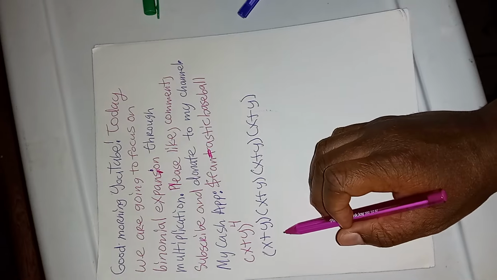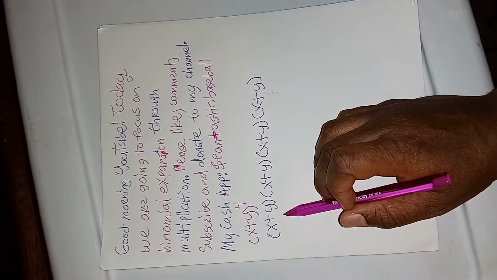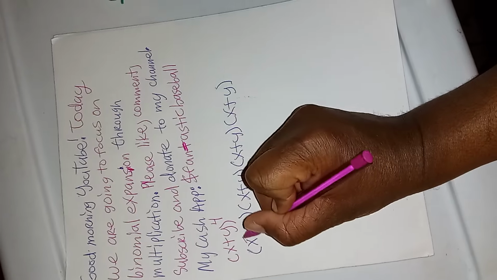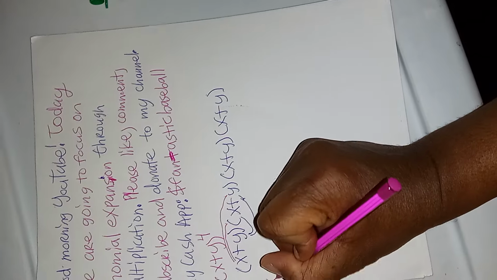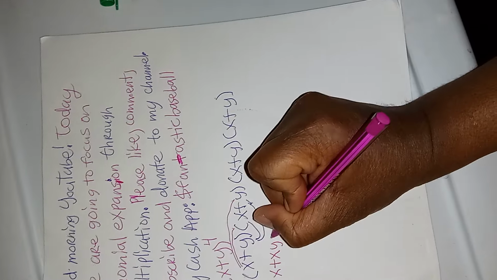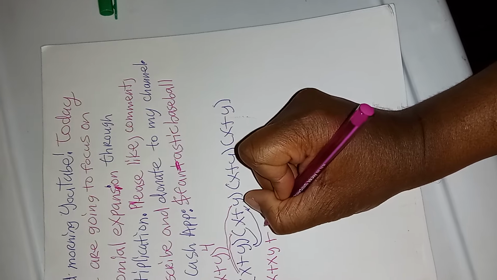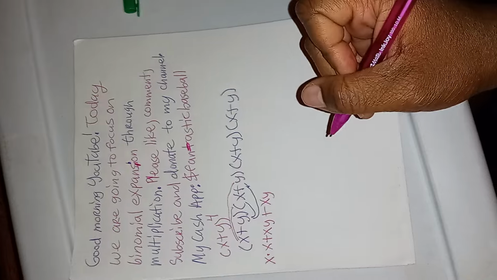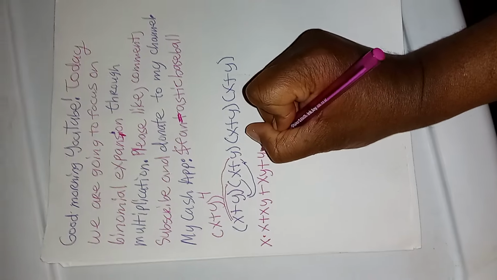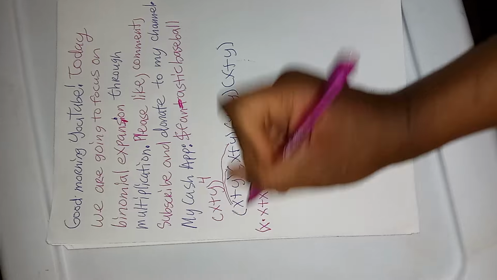So we're going to look at the first two binomials. When we multiply, it's going to be first, outer, inner, and last. So this is going to give us x times x plus x times y plus y times x, or you can flip that around and say x times y, because multiplication is commutative in this situation, and then plus y times y. We'll put that in parentheses.